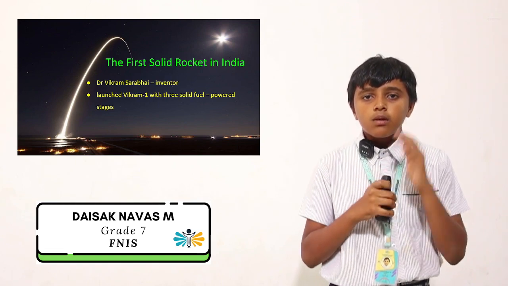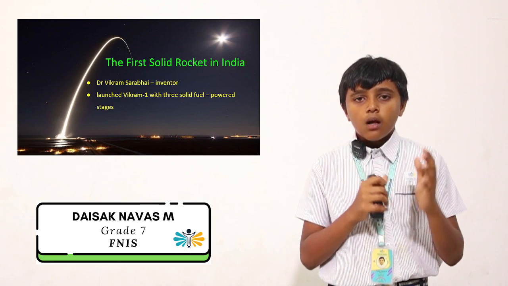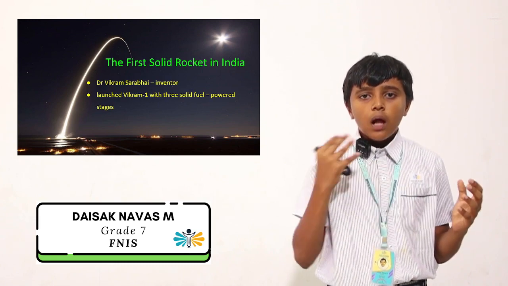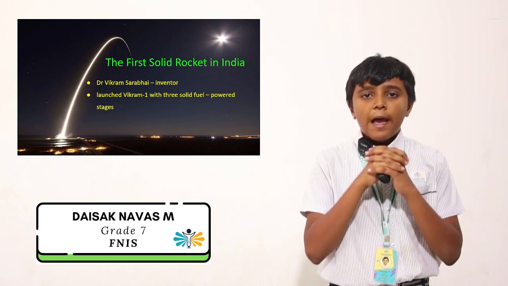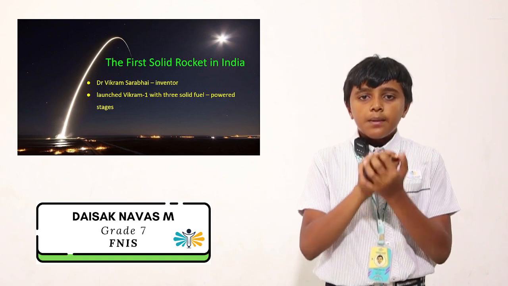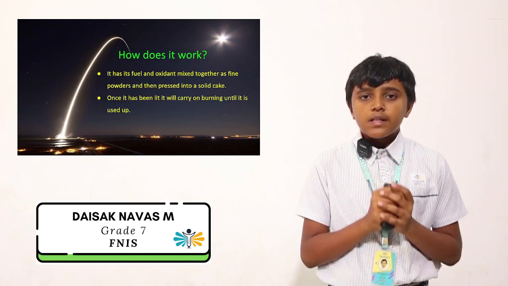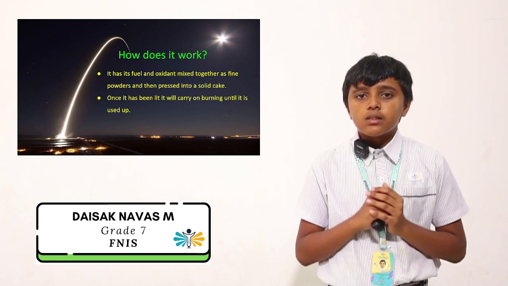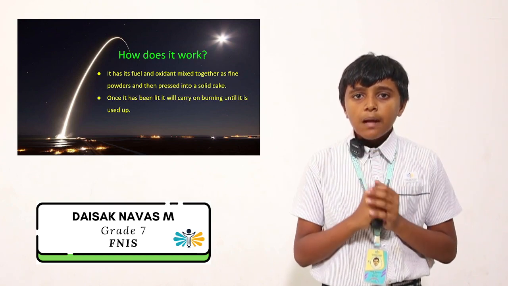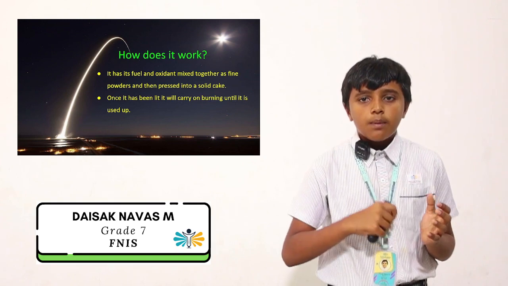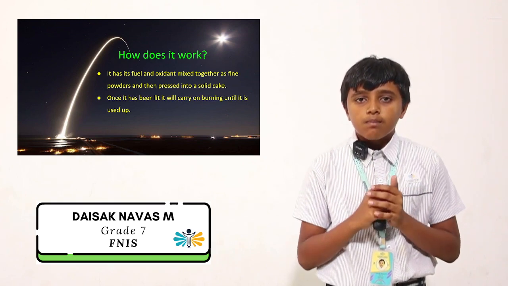Now we will see about its working. A solid rocket has its fuel and oxygen mixed together as fine powders and then pressed into a solid cake. Once it has been lit, it will carry on burning until it is used up. In a black powder rocket, the fuel is carbon and the oxidant is potassium nitrate.